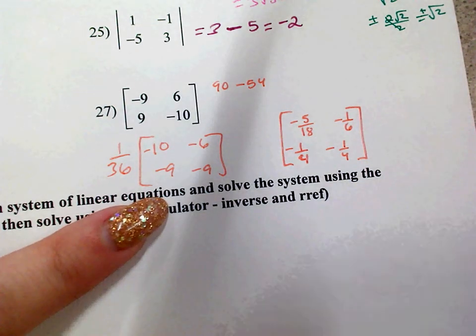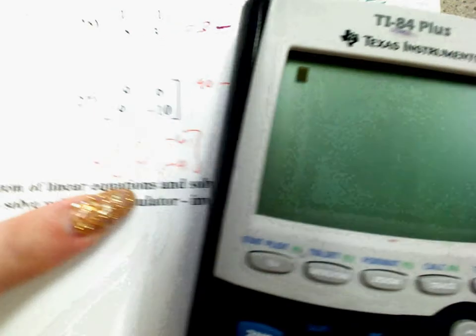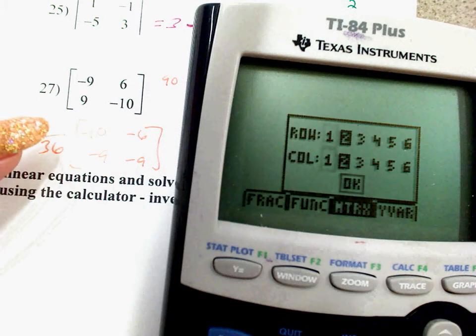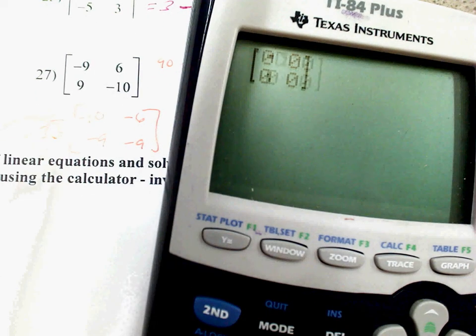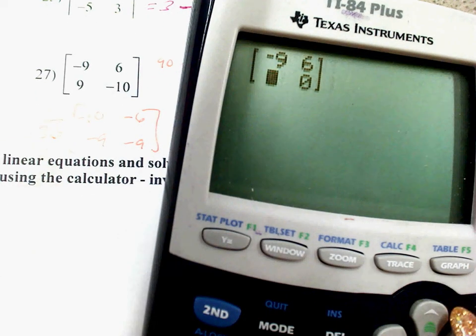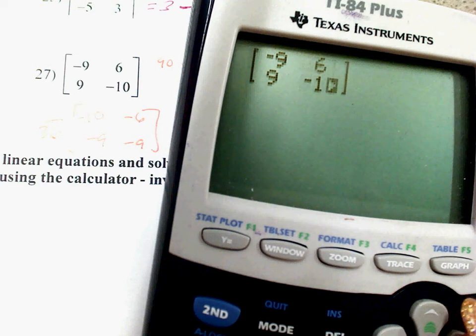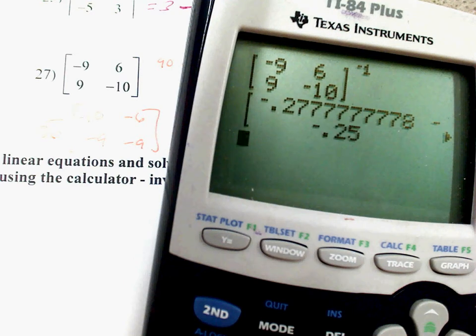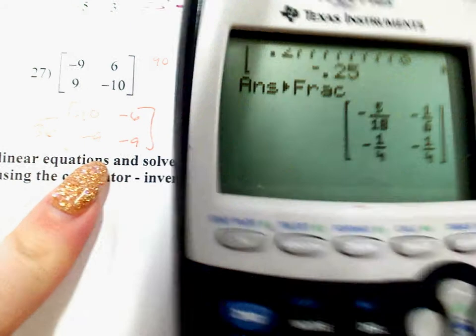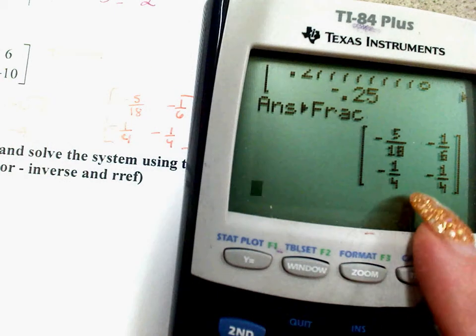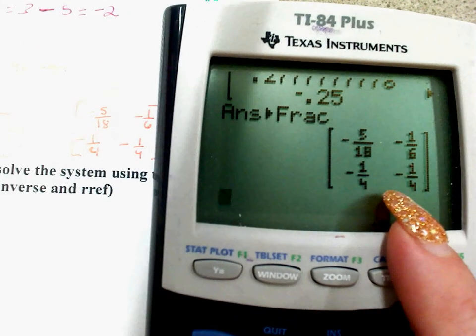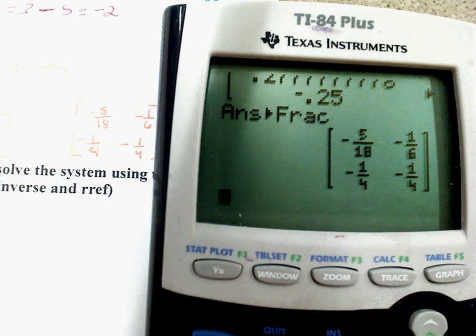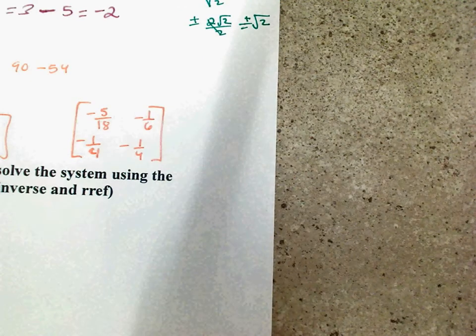Let's check it. So again, I'm going to do alpha zoom. It's a 2 by 2. We're going to find the inverse of negative 9, 6, 9, negative 10. The inverse, and math, enter. Negative 5/18, negative 1/6, negative 1/4, and negative 1/4. We're good.